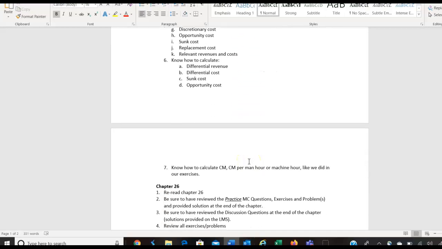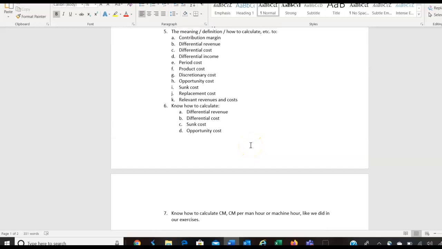Sunk cost is a cost that is nothing we can do about anymore. It's done. It's a purchase that we made and we can't undo it. We need to keep those costs out of the scenario. It's a sunk cost. We cannot undo that. An opportunity cost, again, I would look at page 1265. And then number 7 there, know how to calculate contribution margin or a contribution margin per hour or machine hour or whatever. And those we did in those exercises. But contribution margin, sales minus variable costs is contribution margin.